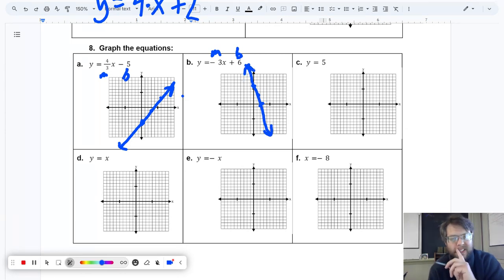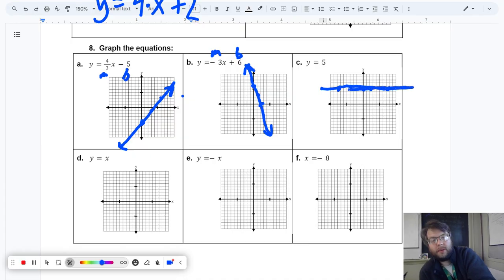On part C, you might notice it's different. It just says y equals 5. Okay, so I'll start at y equals 5. And then I'll do another point where y equals 5, and another point over here, and another, where y is equal to 5. You might notice that I'm just putting dots wherever I see y is equal to 5. In other words, it's a horizontal line.